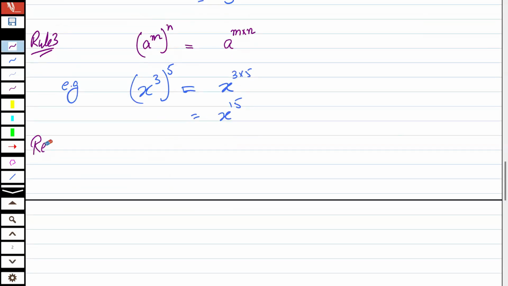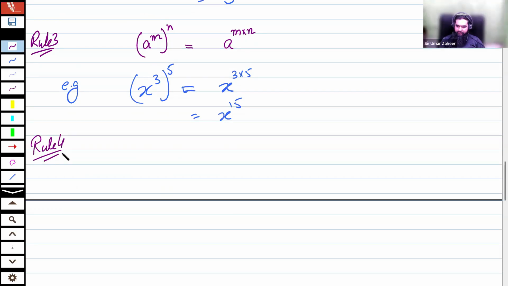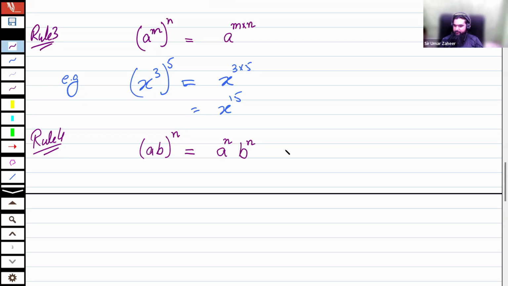Okay, next we have rule 4. Rule 4 is if you have two numbers that are multiplying, it can be two numbers or more than two numbers, it doesn't matter, and there is a whole power, then you have to apply the power on each term. You have to apply the power on A, and you have to apply the power on B.